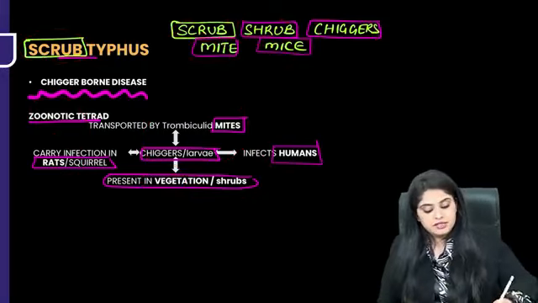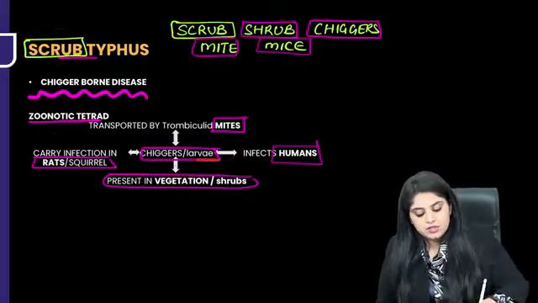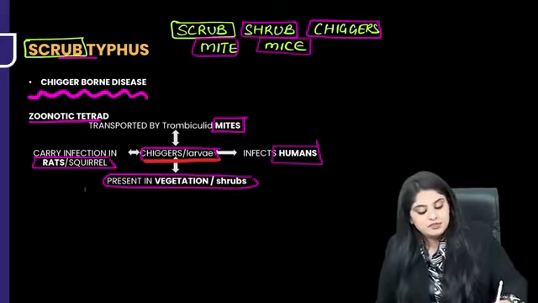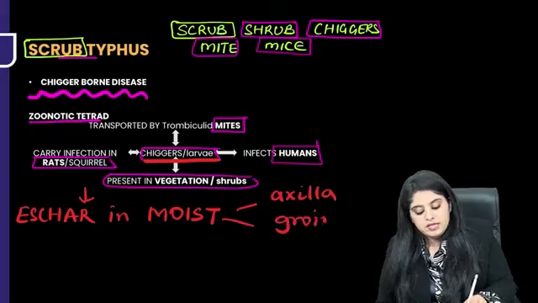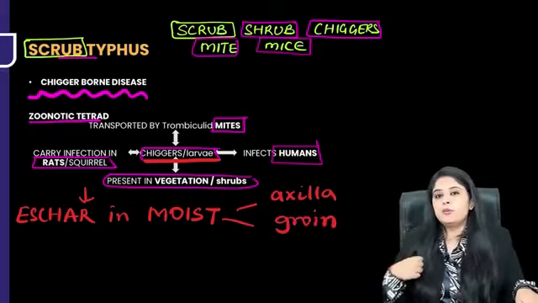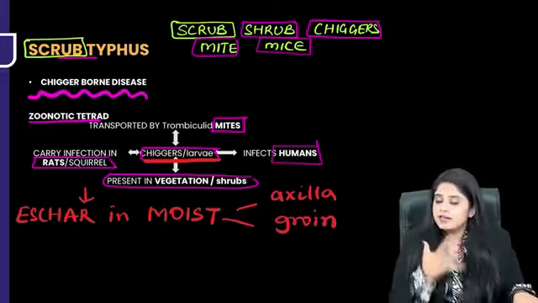How the history comes is that this, whatever these sugars or this larva, whatever happens, is going to result in what? It is going to result in an eschar. In which part of your body? In some moist area of your body. It could be the axilla, it could be the groin, some fold of your body which is moist, which you will miss out. And that is the history.